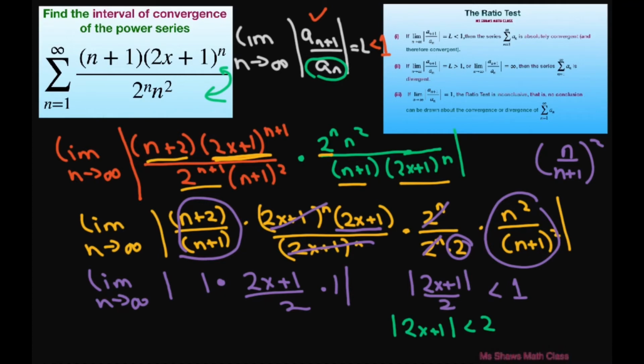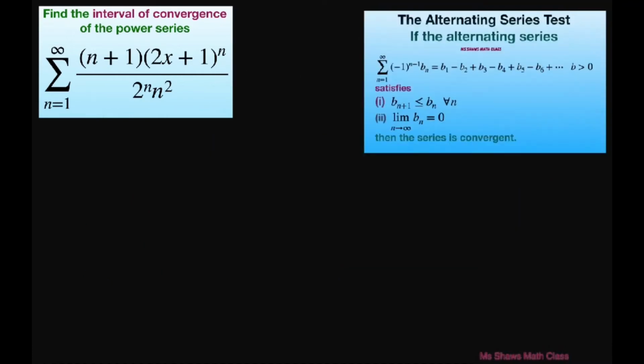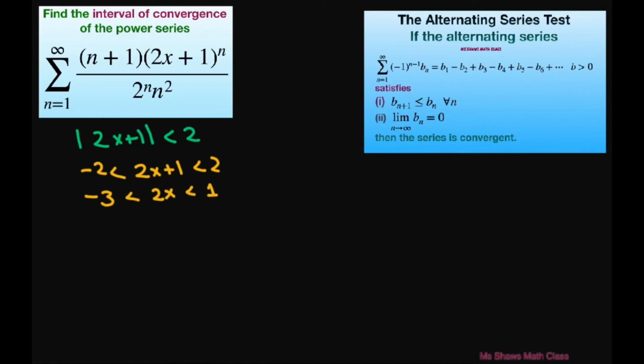All right, now let's find our interval, and then we're going to test our endpoints. So if we have absolute value of 2x plus 1 is less than 2, by definition that means 2x plus 1 is less than 2 but greater than negative 2. So subtract 1 from each piece, and we're going to get negative 3 is less than 2x is less than 1. And then divide each term by 2. We're going to get negative 3 halves is less than x is less than 1 half. So basically, this is your interval right here.